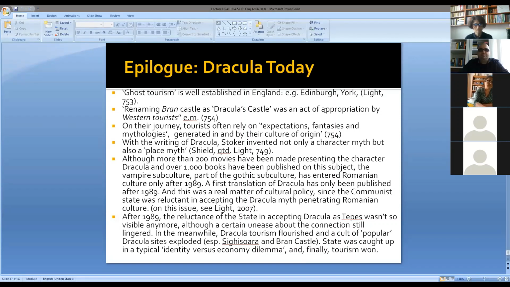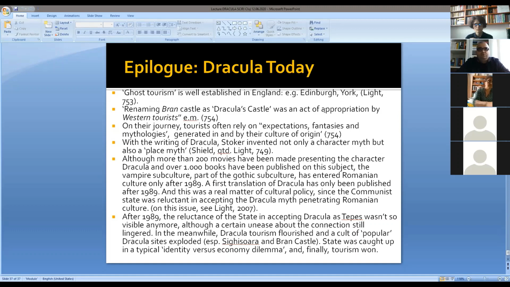Okay, this is the last part, the last part of the epilogue. So we can see that Dracula becomes a part of what has been described as the ghost tourism industry. The ghost tourism industry is well established in England, for example, in the city of Edinburgh or York. For example, the castle becomes an icon of ghost tourism. Castle Bran was rebranded, renamed as Dracula's castle, and this was an act, quote, of appropriation by Western tourists and not by Eastern inhabitants.